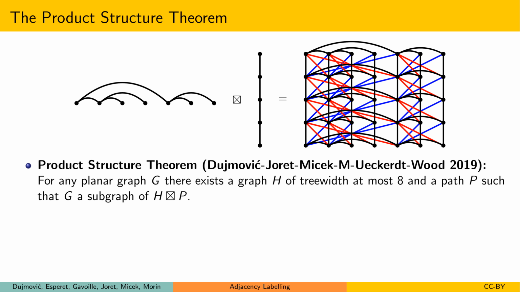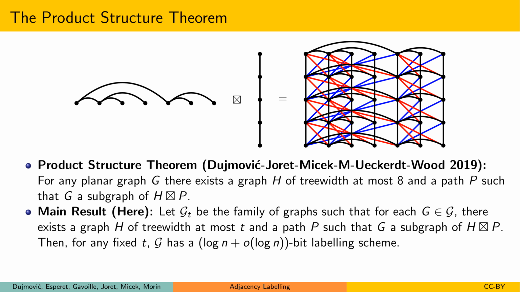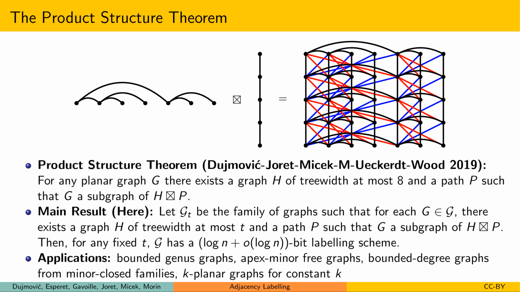The product structure theorem for planar graphs states that any planar graph G is the subgraph of a strong product of 2 very simple graphs, a bounded tree width graph H and a path P. Our main result is that any family of graphs consisting of subgraphs of strong products of bounded tree width graphs and paths has a log n plus little o of log n bit labeling scheme. This result applies to graph families considerably beyond planar graphs, including bounded genus graphs, apex minor free graphs, bounded degree graphs from minor closed families, and k-planar graphs for constant k.